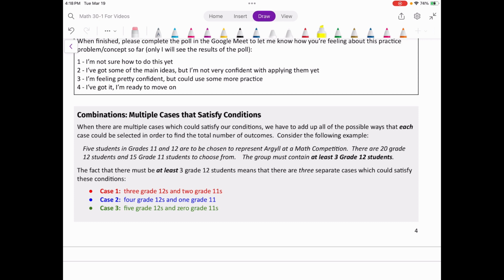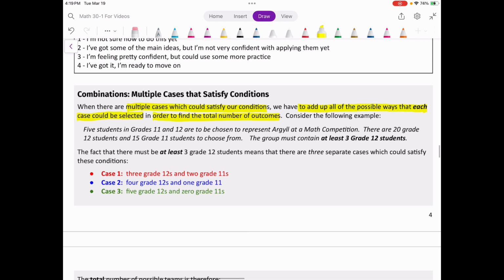So sometimes there is more than one way to meet the conditions that we've been given. There might be multiple cases that could satisfy our conditions. So how do we deal with that, right? In order to do it, we're going to have to add up all of the possible ways that each case could be selected in order to find the total number of outcomes. So when would this happen? When would we have multiple cases that could satisfy? One of the big places it pops up is when the words at least or at most are used, right?